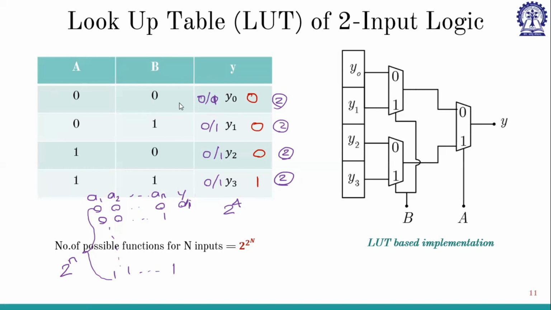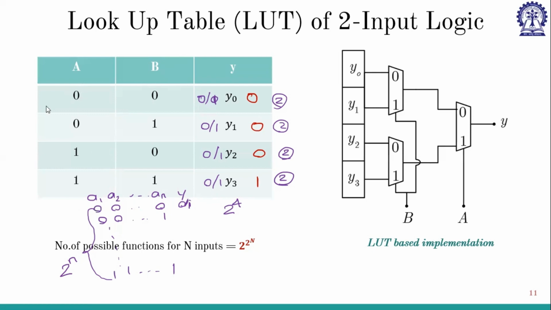If there are 2 inputs, then the output can be either 0, 0, 0, 0 or 0, 0, 0, 1. So each Y will have 2 possibilities: here 2 possibilities, here 2 possibilities, here 2 possibilities. So for 2 inputs, the number of possible functions is 2 to the power 4. And if there are n inputs, instead of A B, I have A1, A2, A3 and so on up to An, and Y is the output.